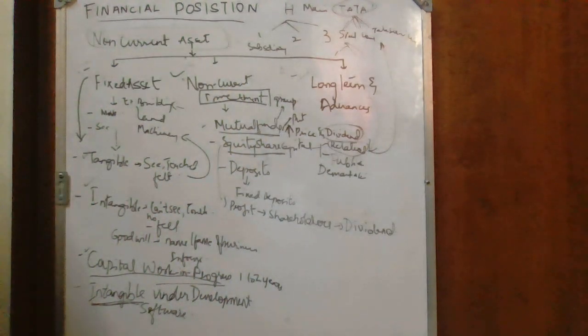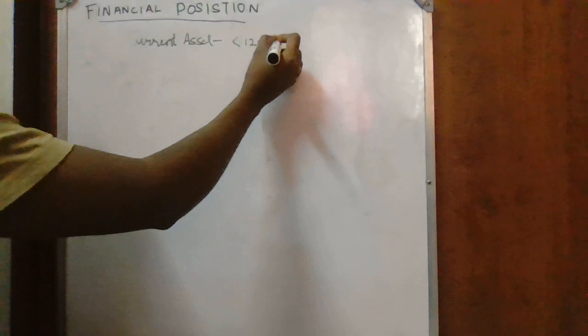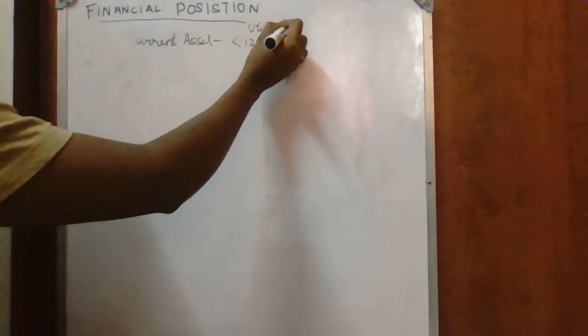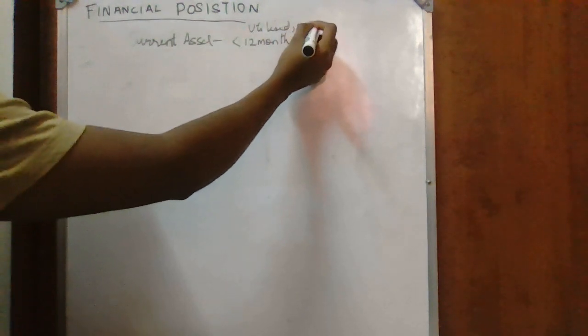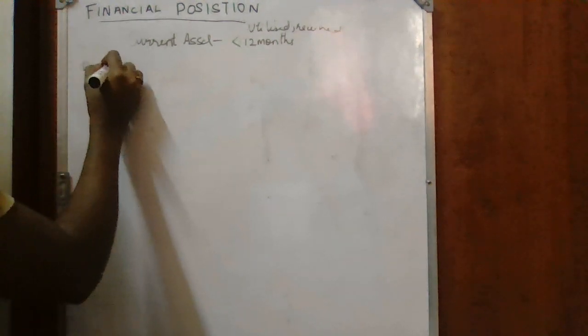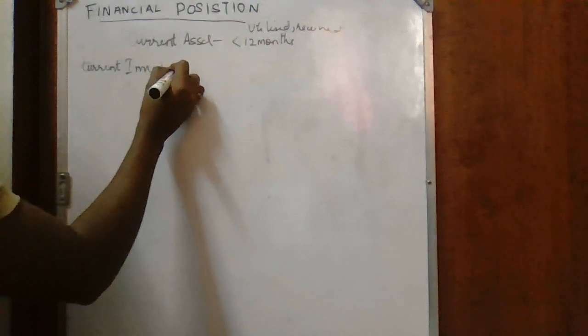Next we shall see the current assets. A current asset is one that will be received or utilized within 12 months. Now, under current assets, we again have investments. We have learned the non-current investment. It is current investment, which will be less than 12 months.